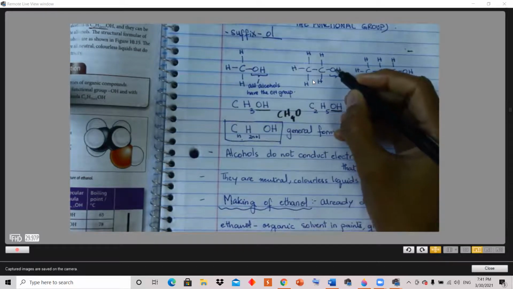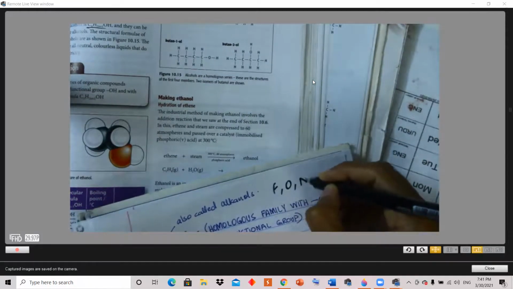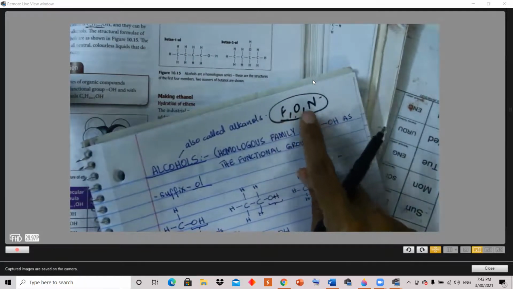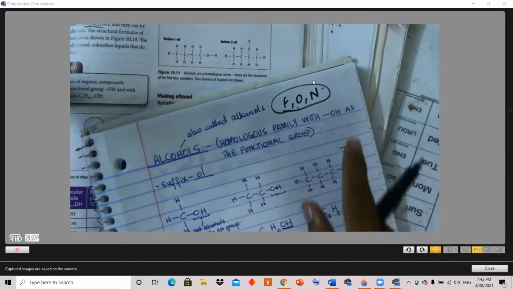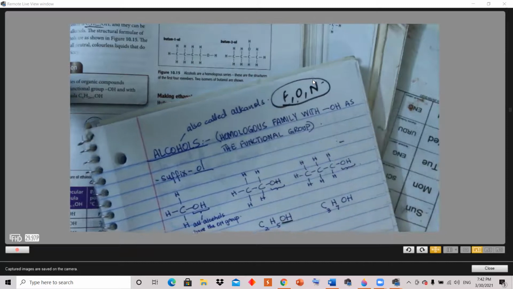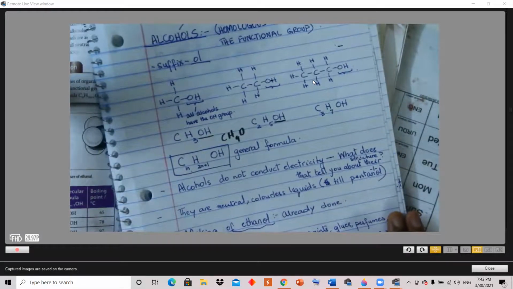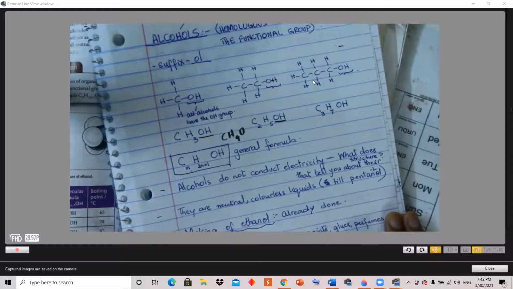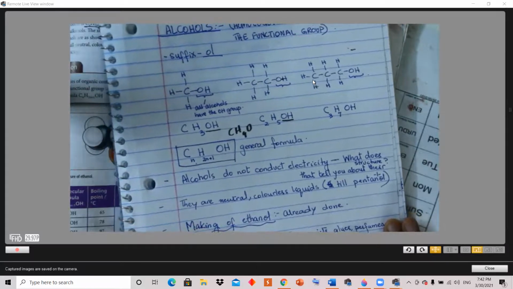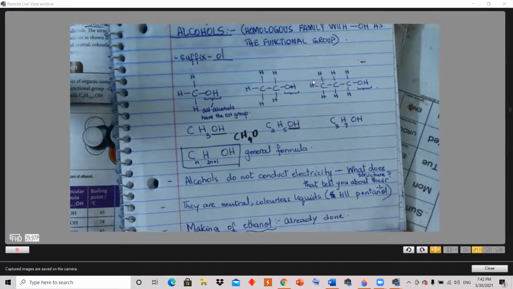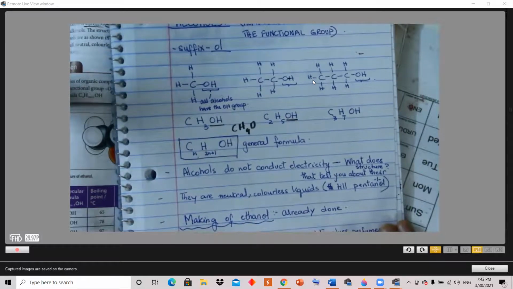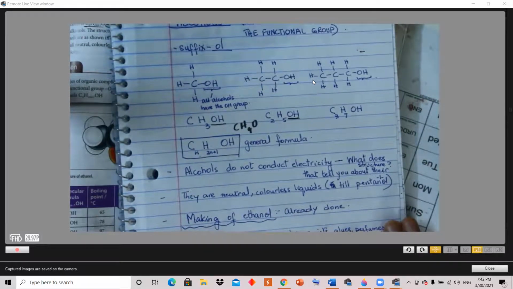Whenever hydrogen is directly bonded to fluorine, oxygen, or nitrogen, one of these three, that's when you have hydrogen bonds. Remember that. Hydrogen bonds are stronger intermolecular forces. They are responsible for higher melting and boiling points. That's why alcohol is a liquid. It's not a gas. It's liquid at room temperature.